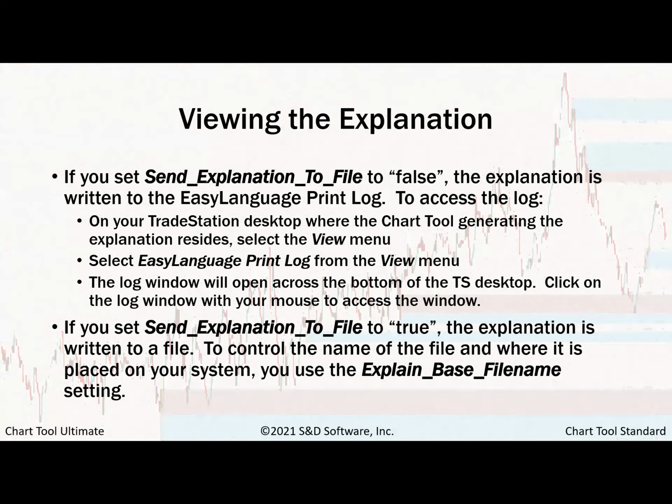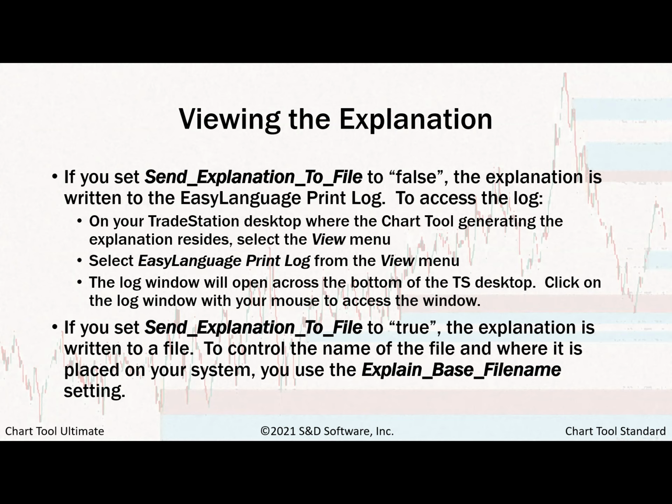Now, the EasyLanguage print log is easy to get to. You can get to that from your TradeStation desktop using the view menu. If you select the view menu, you'll get a pull down menu, and the last item on the menu will be the EasyLanguage print log. Now you should do this from the desktop that contains the chart tool that generated the explanation. That's important.